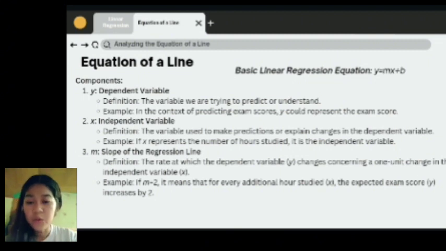And m is the slope of the regression line: the rate at which the dependent variable y changes concerning a 1 unit change in the independent variable x. For example, if m equals 2, it means that for every additional hour studied x, the expected exam score y increases by 2.